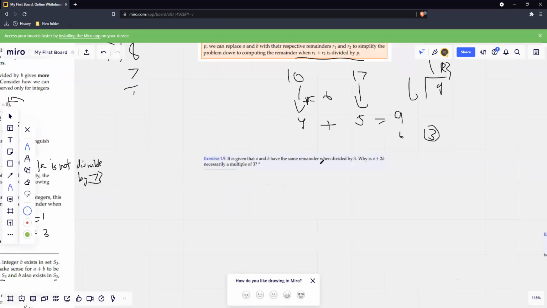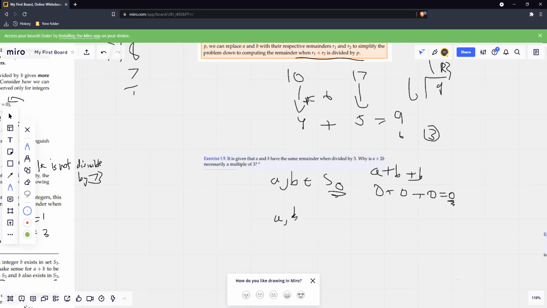It is given that a and b have the same remainder when divided by 3. Why is a plus 2b necessarily a multiple of 3? Well, let's take cases. Let's say a, b are in set of 0. So all of them are divisible by 3 by definition. And since we're using this, let's just say a plus b plus b. Since this, we can always go down to the remainders. 0 plus 0 plus 0 is equal to 0, right? So therefore it's a multiple of 3.